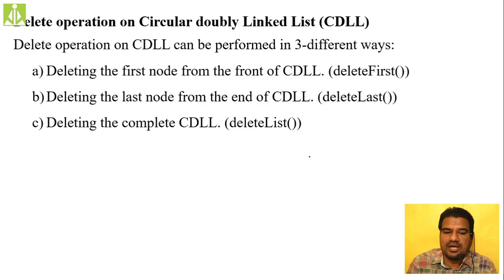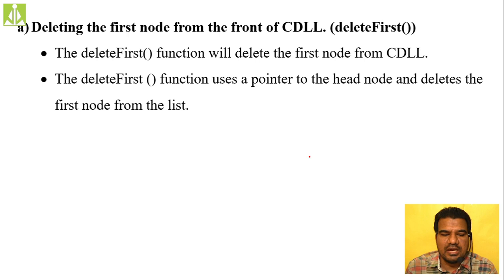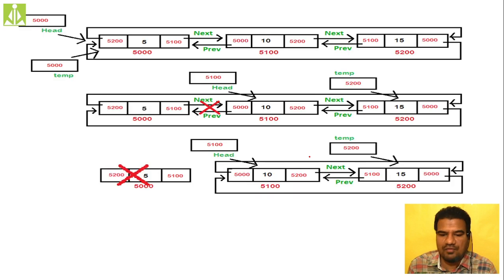Okay, deleting a node from the circular doubly linked list we can do in three different ways. We can delete the first node, we can delete the last node, and we can delete the whole doubly linked list, the complete doubly linked list. Okay, so one by one we see. The delete first function will delete the first node. It uses the head pointer and deletes the first node. So how we can delete?